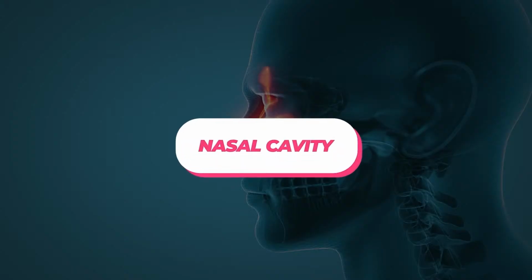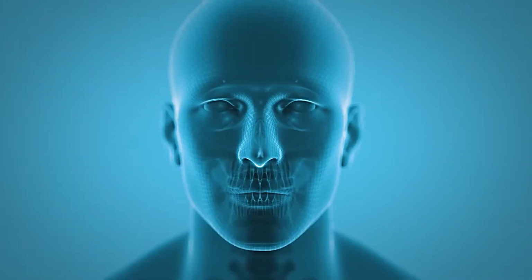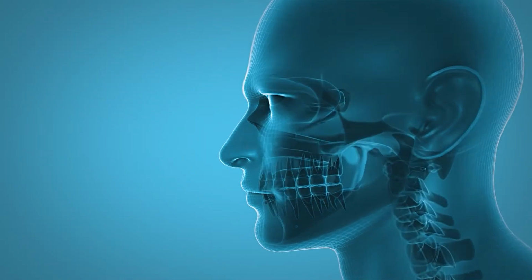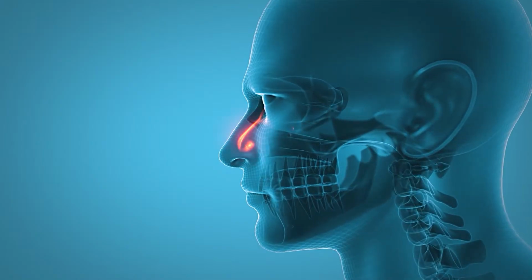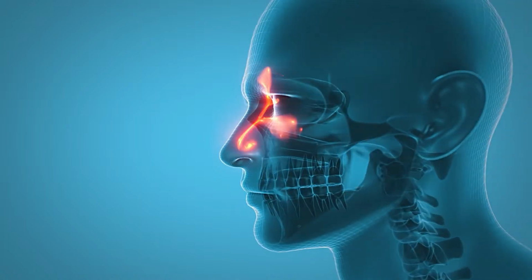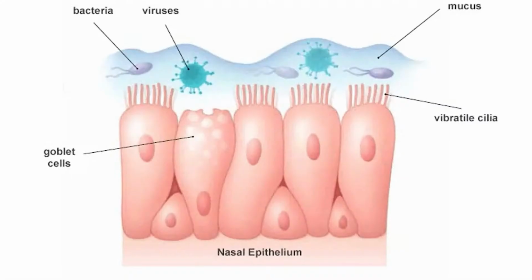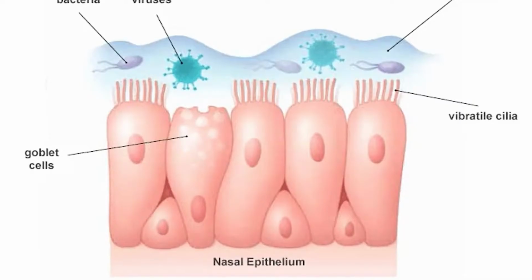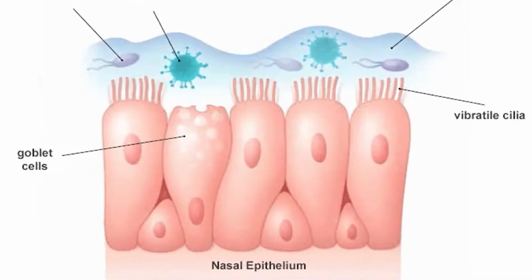Nasal cavity. The nasal cavity is a space that is located above and behind the nose. It is lined with a moist membrane called the mucosa, which is rich in blood vessels and contains tiny hair-like cilia. These cilia trap dust and other particles that may be inhaled.